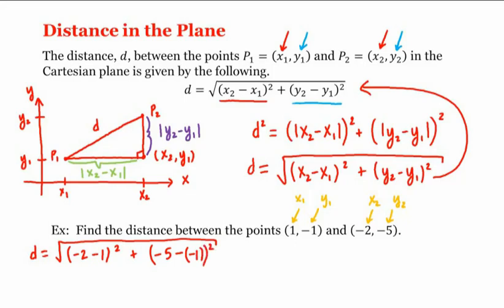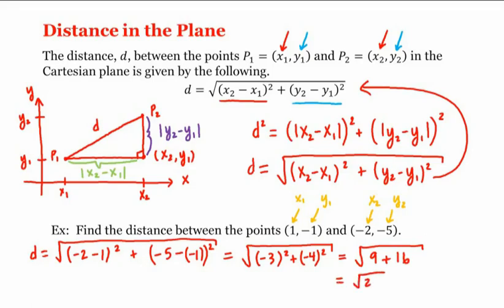squared, which is equal to the square root of negative 3 squared plus negative 4 squared, which is equal to the square root of 9 plus 16, which is the square root of 25, or 5.